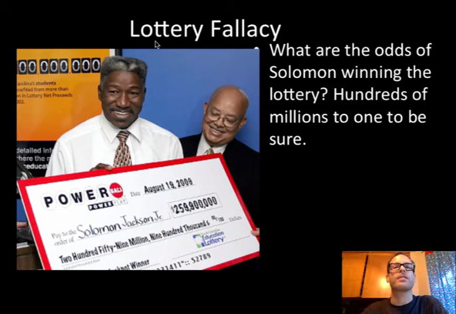Another way to think about this is the lottery fallacy. The book doesn't go into this, but it should. This is Solomon Jackson Jr. winning the Powerball. Wow, look at that. $259 million. What are the odds of Solomon winning the lottery? I mean, it's got to be hundreds of millions to 1 to be sure.